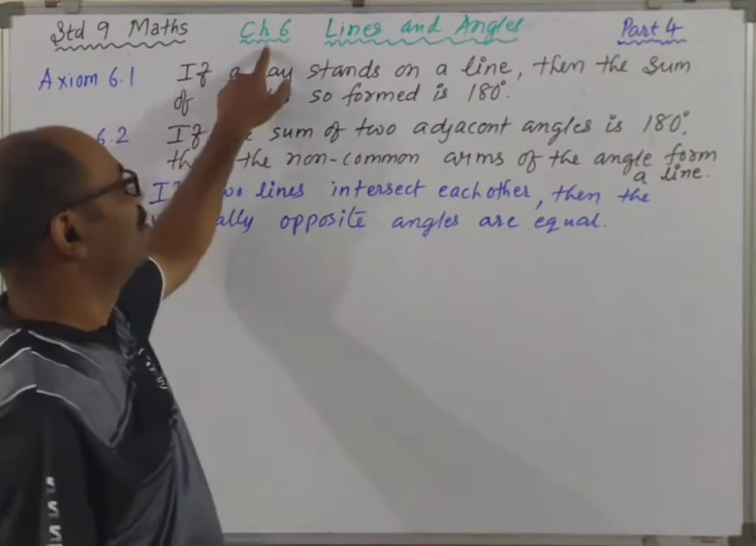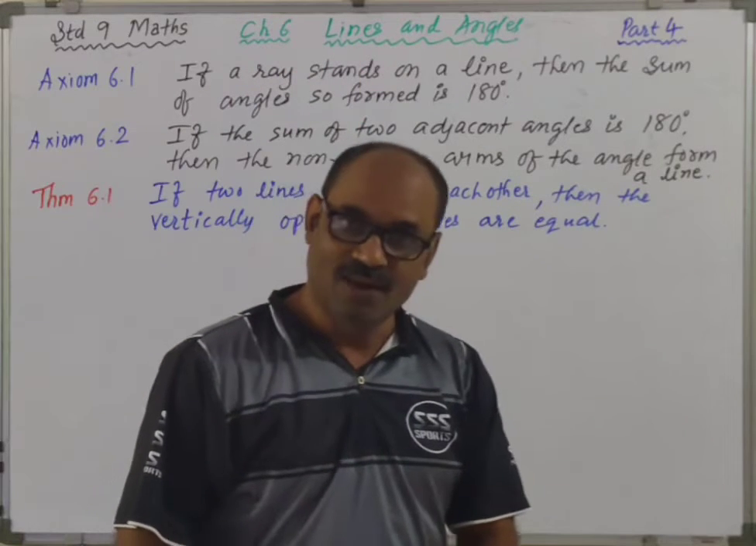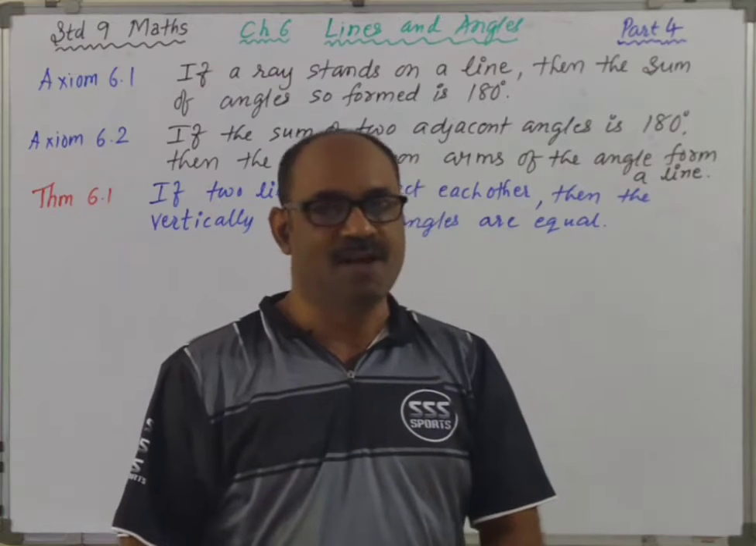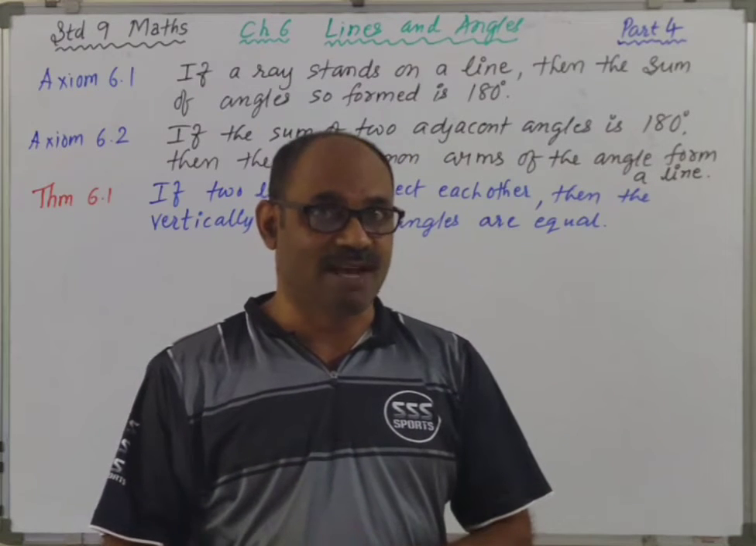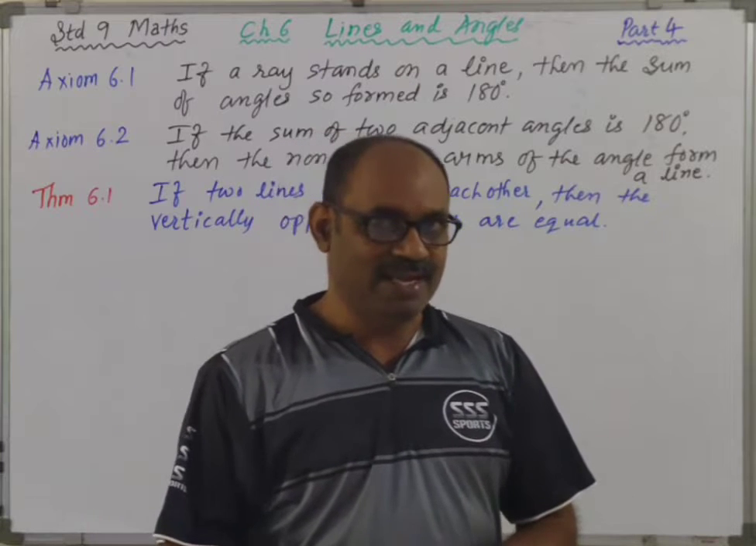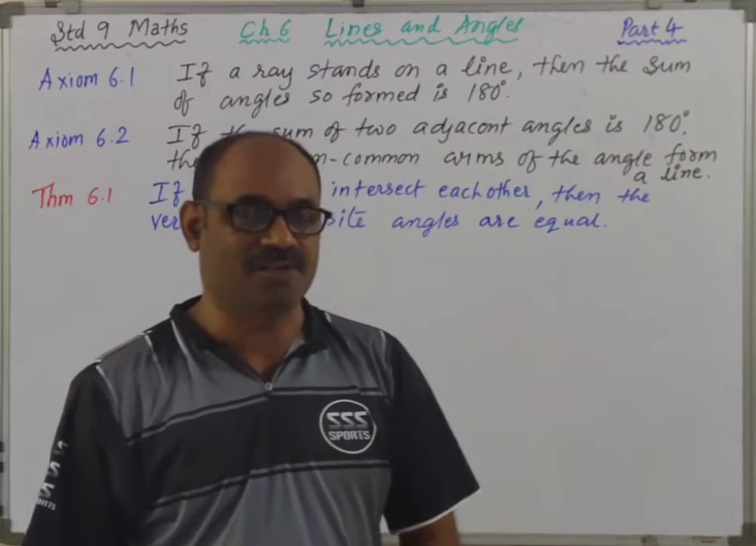If you remember, chapter 6, lines and angles, that is what we were doing. We had seen 3 sessions. In the 3rd session, very important types of pairs of angles we have learned. So we continue today. Let's see some axioms, theorems and illustrations.